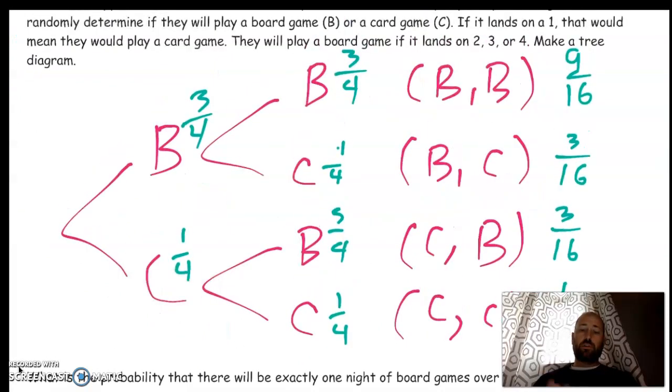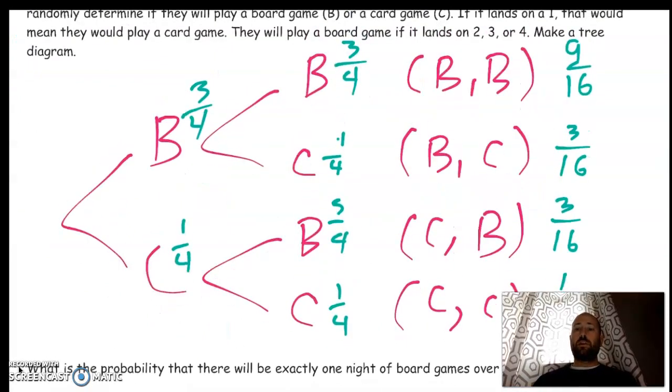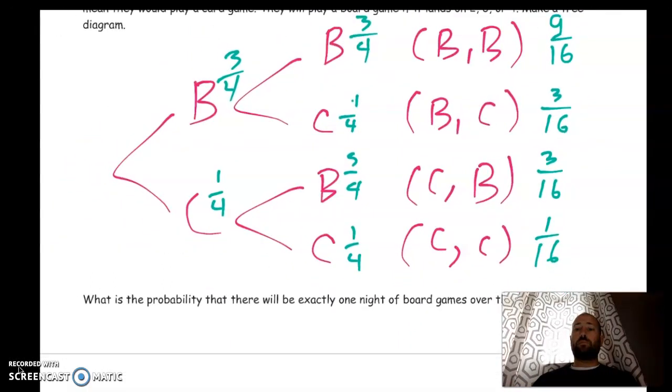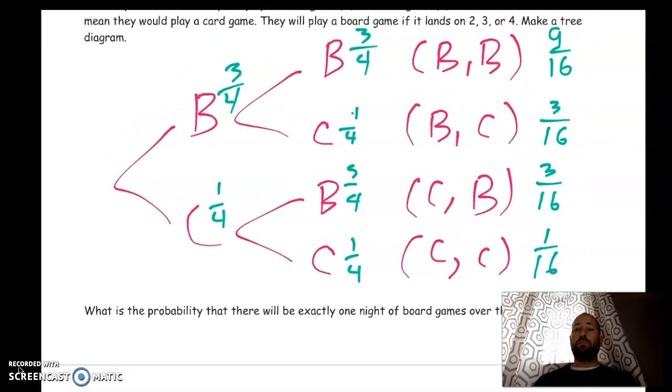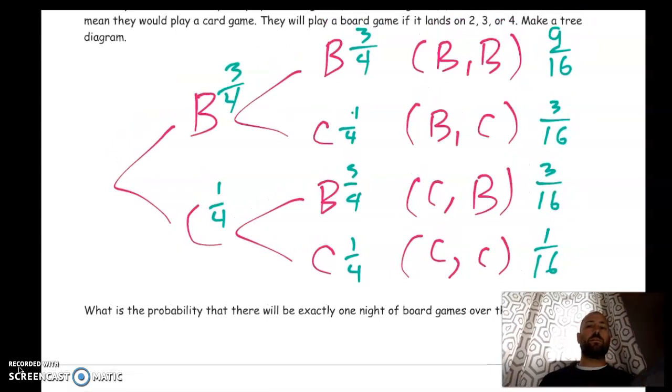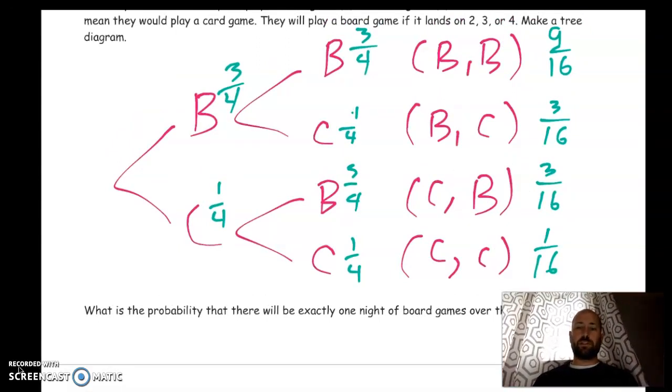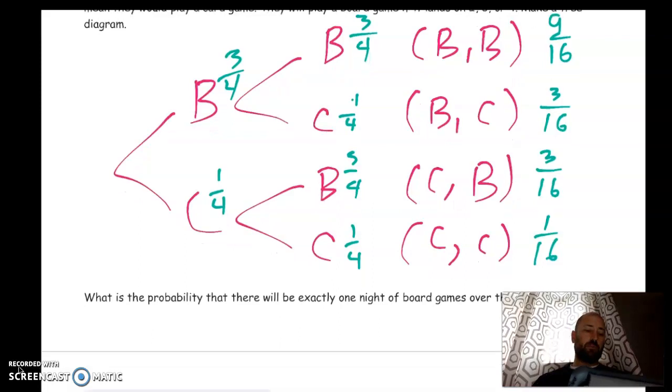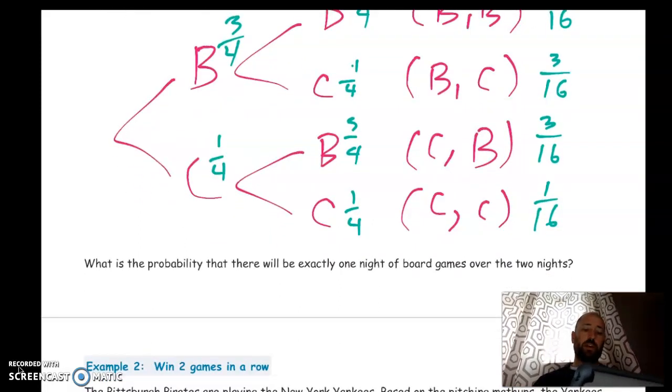Now, if you look at those 4 probabilities, 9 plus 3 plus 3 plus 1 is equal to 16. So that means I did it right, because if you add up all the probabilities, it will be 16 out of 16.